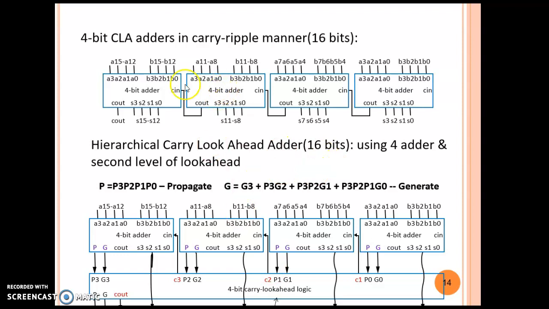Now this is one option. In this option we are using 4-bit carry look ahead adders. Here we are forming a 16-bit adder using 4-bit carry look ahead adders. This is nothing but connected in a ripple carry manner. So C out of this is C in of the next, C out of this is C in of the next. So overall, this is nothing but a 16-bit adder.